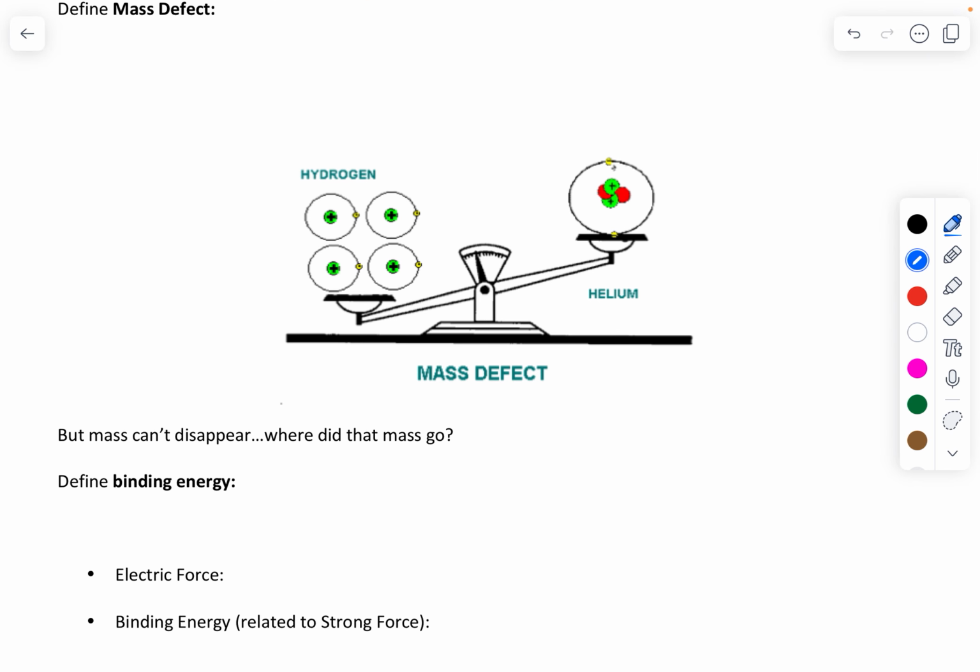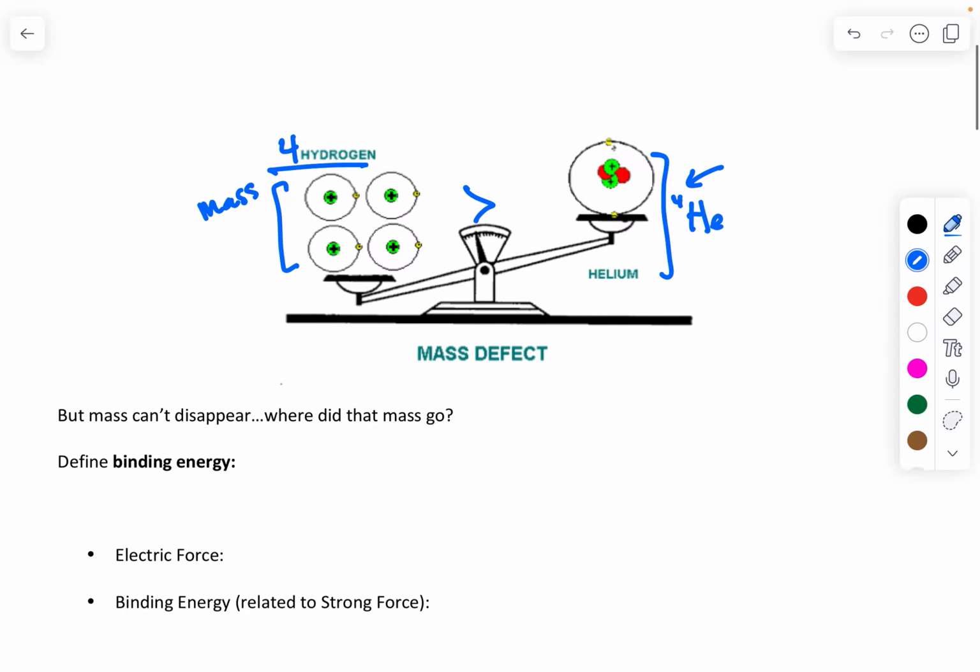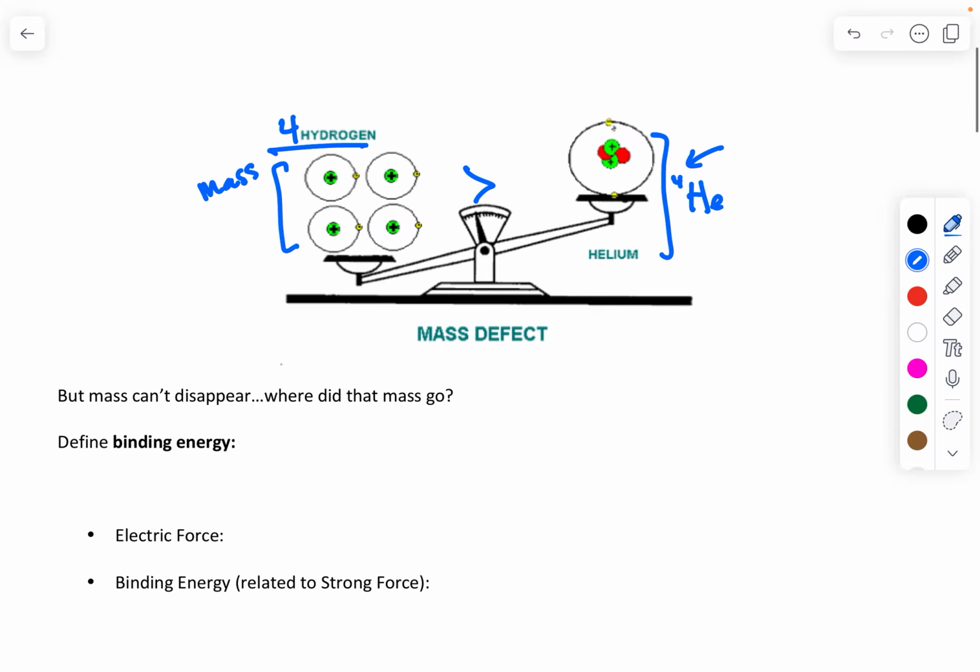It's basically this idea that if you have these four hydrogen and you add their masses, right? So if you add their masses together, it's going to be greater than the mass of helium. If you look at the mass number of helium, it is 4. And if you look at the mass here, it should be like 4 as well. But you can see that here, on the scale, it is greater than this.